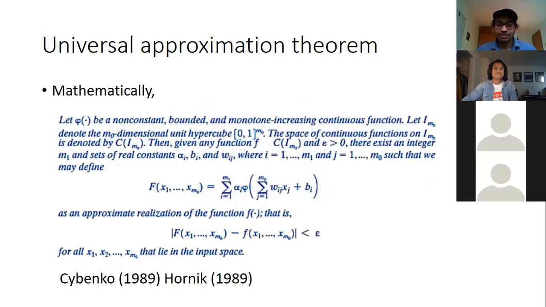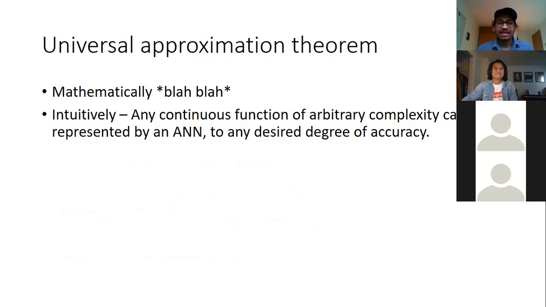So I want to go, not much into detail, but I want to go into the intuition behind a really cool theorem, which kind of explains the wide range of applicability for artificial neural networks. So this is called the universal approximation theorem, which exactly states what it does. This is the really precise mathematical statement of this theorem. It was developed by Cybenko and Hornik almost simultaneously, but independent of one another, in the 1980s. So essentially, it says that any continuous function of arbitrary complexity can be represented by an NN to any desired degree of accuracy.